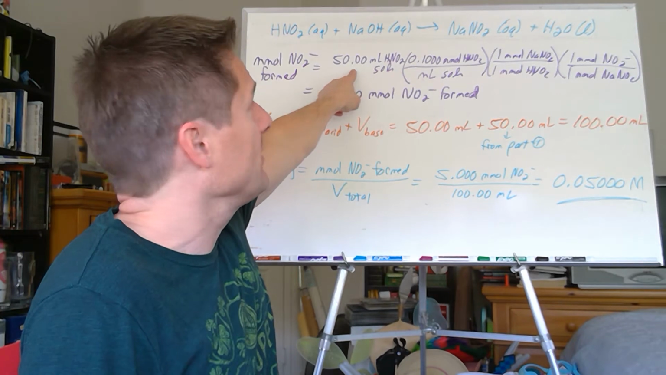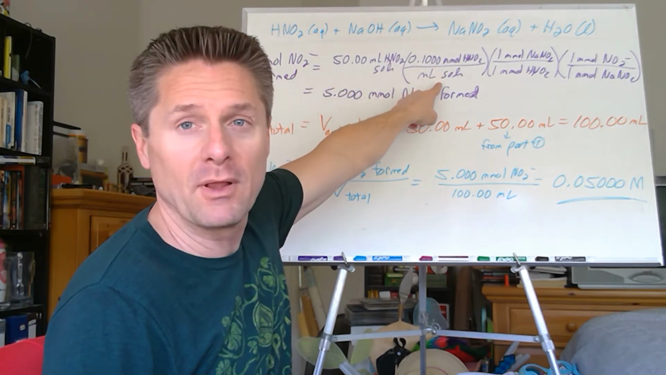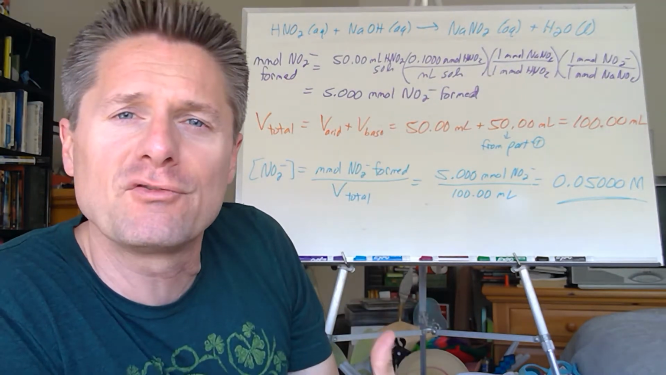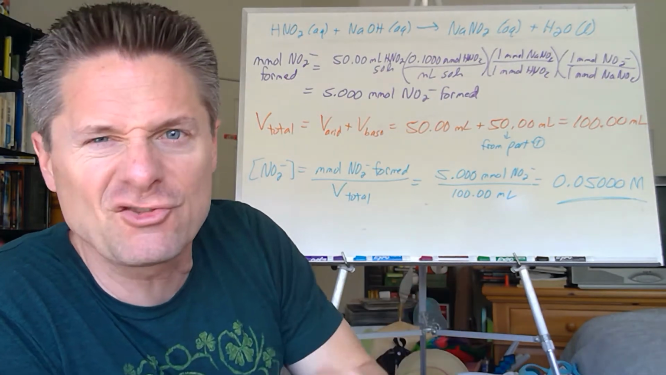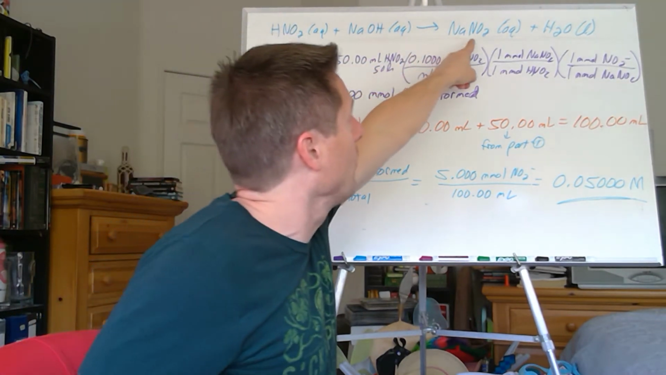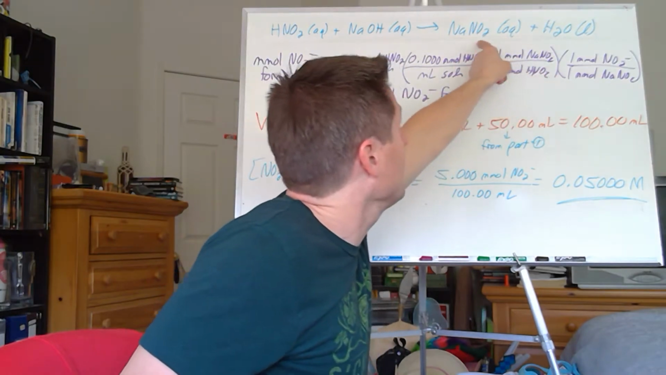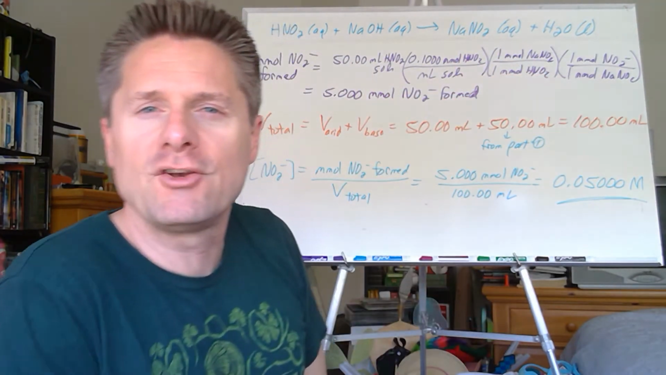And so we have 50.00 milliliters of the acid, 0.1000 millimoles per milliliter gives us 5.000 millimoles of HNO2. You could have started with that. Well, 1 millimole of the acid produces 1 millimole of NaNO2. And then 1 millimole of NaNO2 contains 1 millimole of nitrite ions.